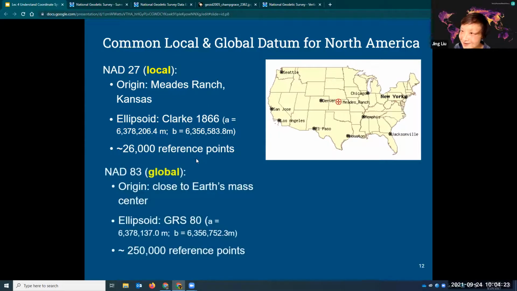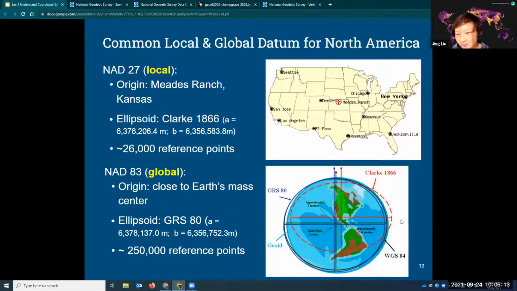Later we adopted a global version of the datum. This is the global datum, North America Datum 1983. It's a global datum because we want to fit our coordinate system into that GPS system. We want to fit the Earth entirely, and we want to put the origin close to the mass center of the Earth. Earlier we chose this GRS 80 ellipsoid, and we have more reference points to fit the global datum to the real Earth surface entirely.